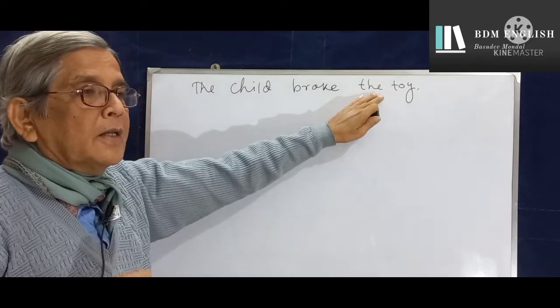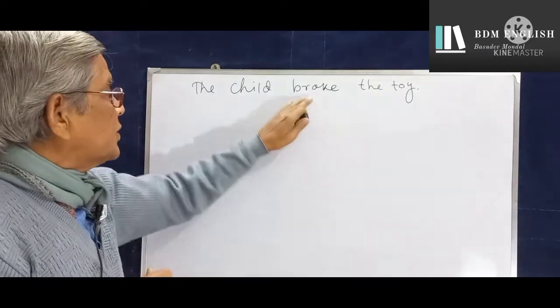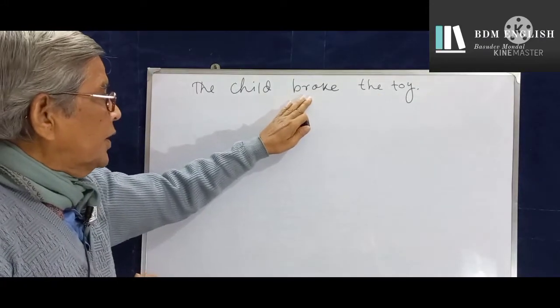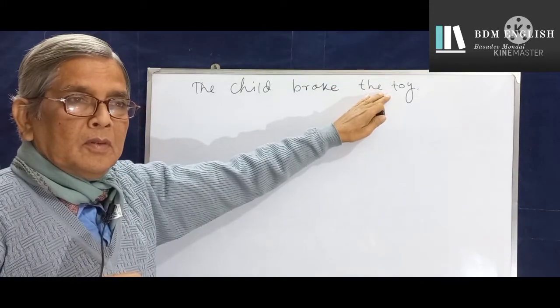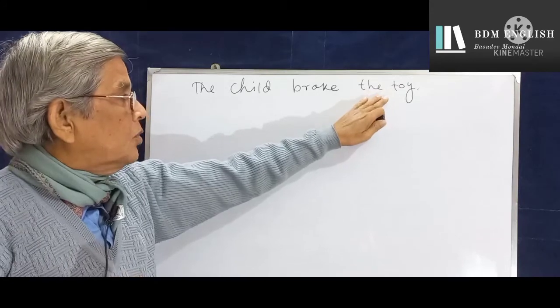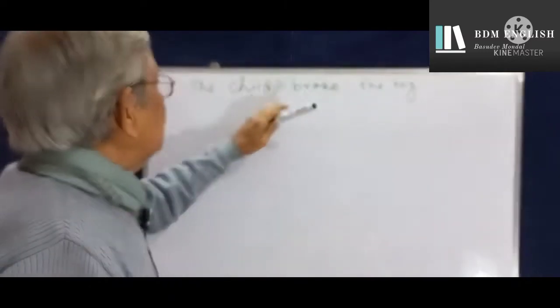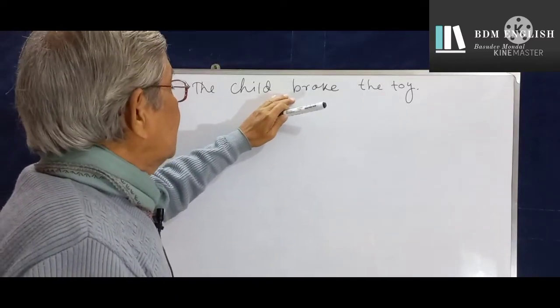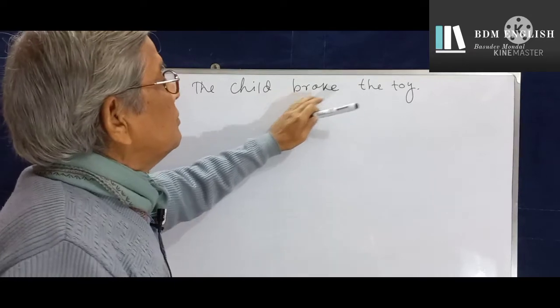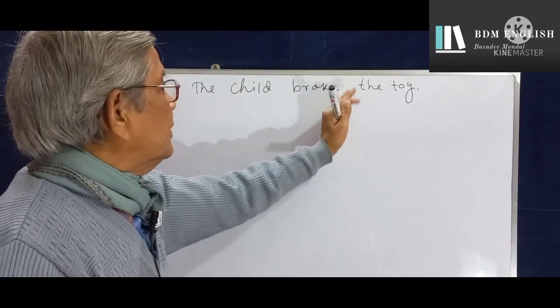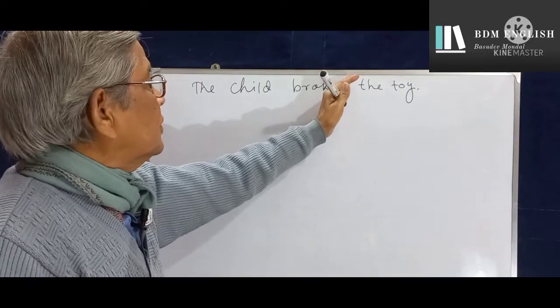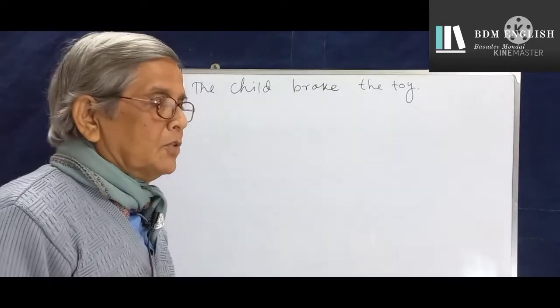It is a direct object. As the action of breaking directly falls on this object, the toy, it is called a direct object. And to complete the minimum length of the predicate with a verb of this category, that is a transitive verb, we must add the object. Otherwise, if we simply say the child broke, it will carry no sense at all.